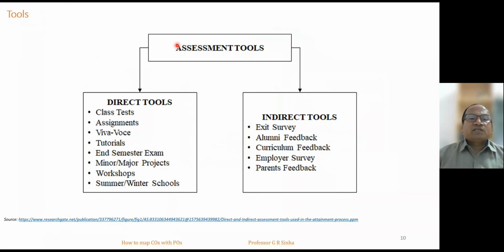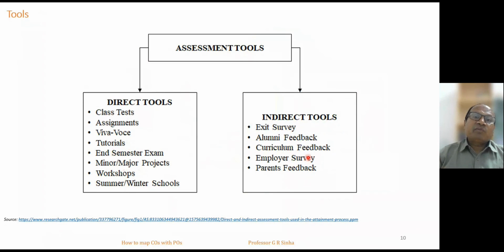So as we are talking about assessment tools, direct tools may include class test, assignment, viva voce, tutorials, end semester examination, mid semester examination, minor project, major project, seminar, summer schools, winter schools. These are the direct assessment tools. But as far as the indirect tools are concerned, that includes exit survey, alumni feedback, curriculum feedback, when you are enriching the curriculum, when you are revising the curriculum, on what basis you are revising.